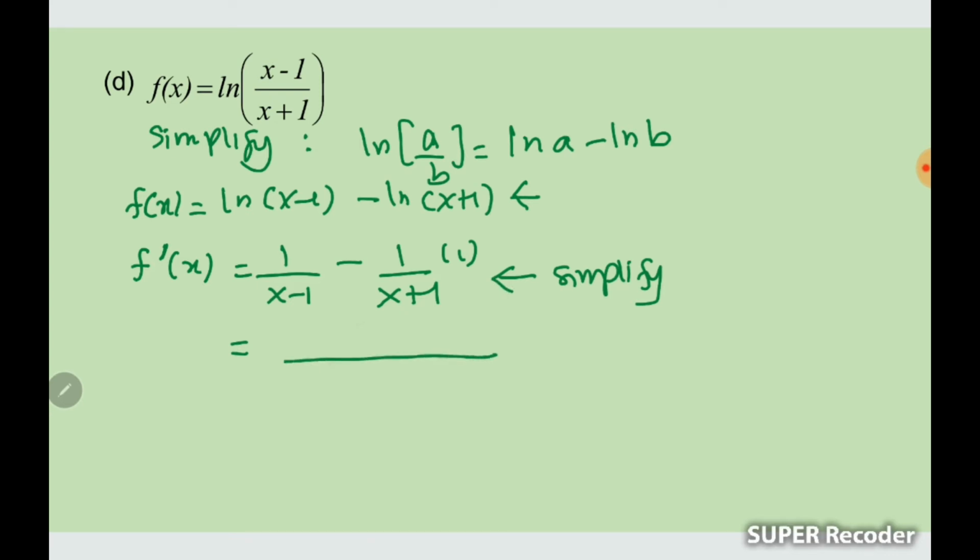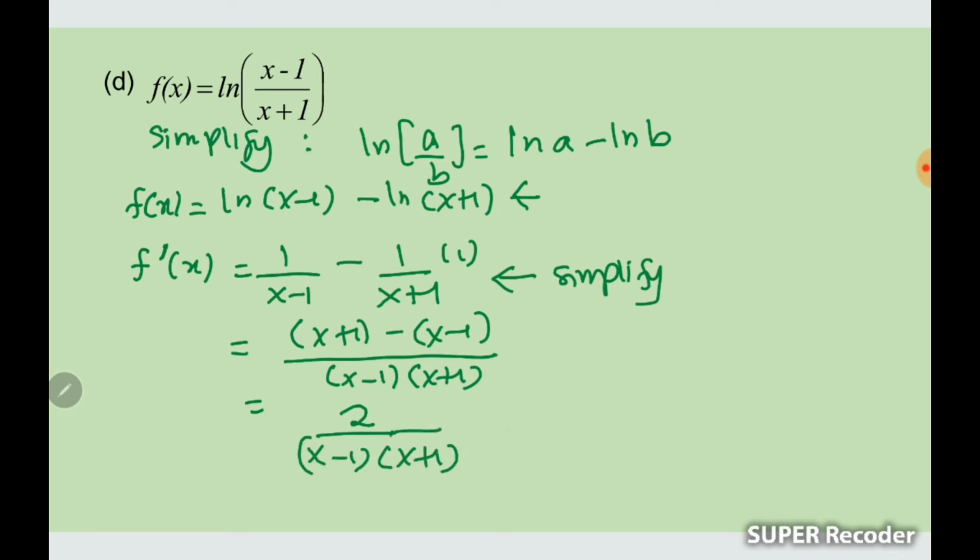Equalize the denominator, that is x minus 1 and x plus 1. So you have to multiply with x plus 1, and here you have to multiply with x minus 1. Simplify to get x minus x, you can cancel out. So the answer is 1 plus 1, 2, over x minus 1 multiplied with x plus 1. So this is the simplest form for f prime x.